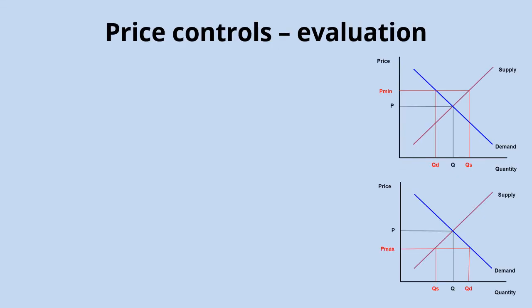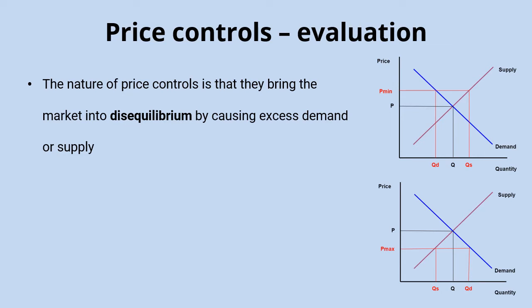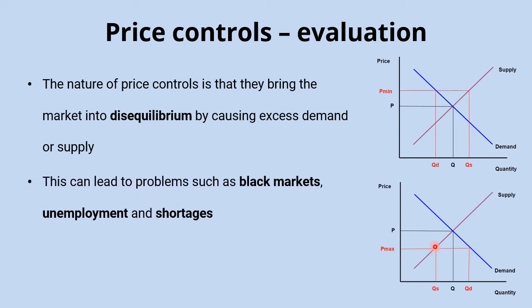Now, in terms of evaluation, the big problem with price controls is that they bring the market into disequilibrium by causing excess demand or excess supply. So in the case of the minimum prices, you're ending up with a situation of excess supply over demand. And in the case of the maximum prices, you're ending up with a situation of excess demand over supply. And that really can lead to all sorts of problems.